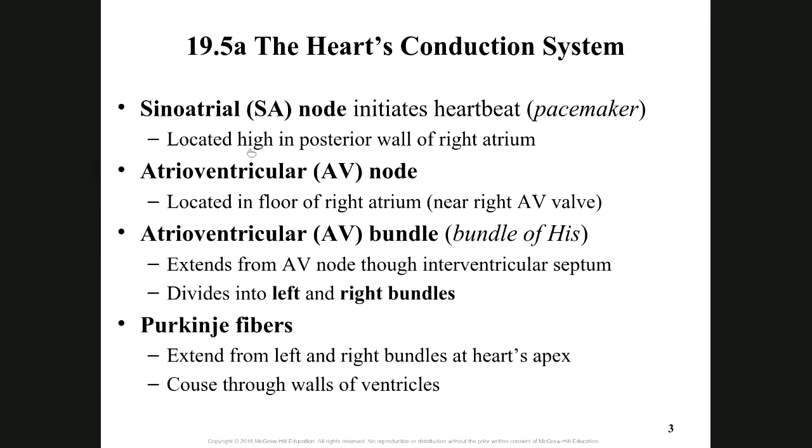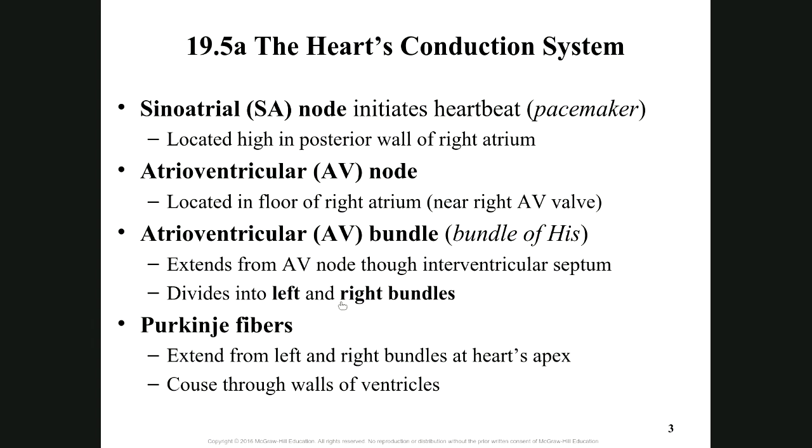The other group of cells is called the atrioventricular node or AV node. The location of the AV node is in the floor of the right atrium, and it's very near to the right AV valve. The next part is called the atrioventricular or AV bundle. The other name of the atrioventricular bundle is His bundle or bundle of His. It extends from the AV node and comes down in the interventricular septum, and then it divides into right and left branches.